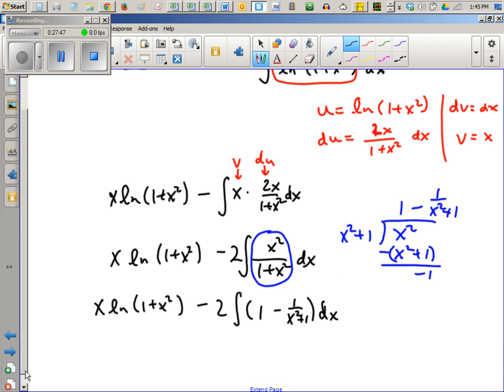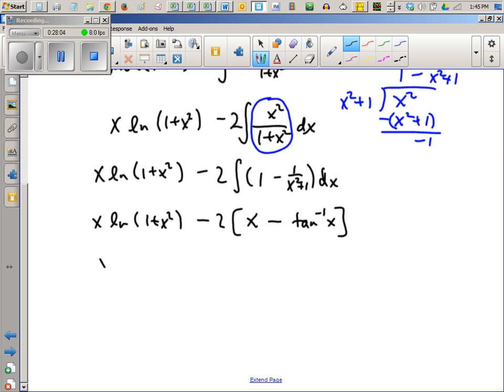You can do this one in your head now. Okay, so what's the antiderivative of 1? X. What's the antiderivative of 1 over 1 plus x squared? Arctan. Right. So the answer is x ln of 1 plus x squared minus 2x plus 2 arctan x plus c.